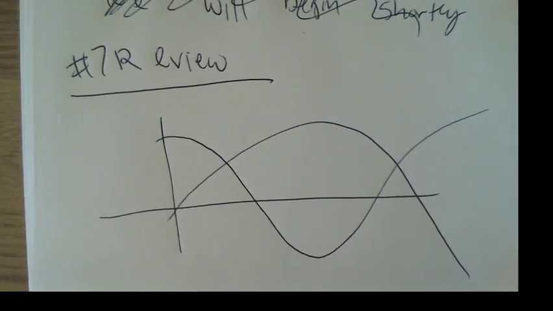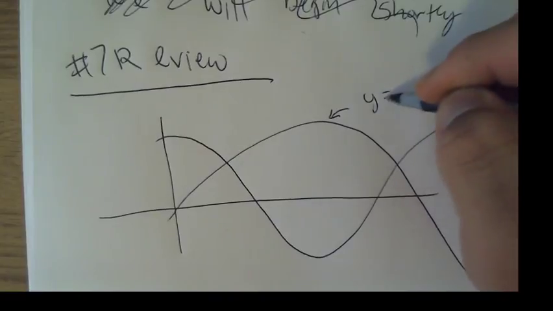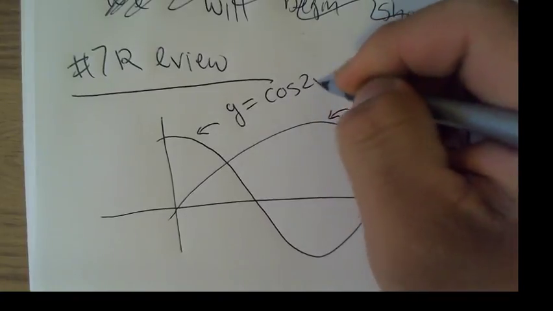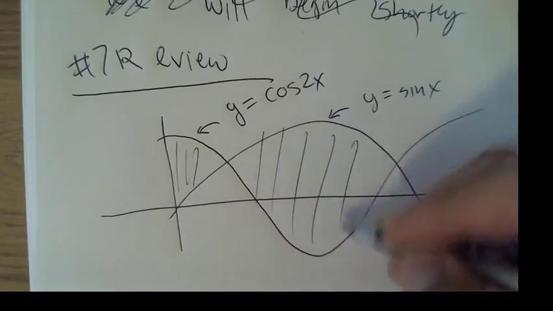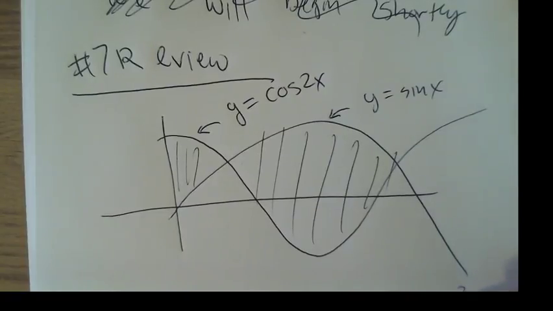Okay, and then we're asked, we have two curves, so y is equal to cosine of 2x, and then y is equal to sine of x. Okay, so this one is y is equal to sine of x, and then that one here is going to be y is equal to cosine of 2x. Okay, and then we're asked to find the shaded area. All right, and then we're told that this is 2 sine squared x. That will be helpful.